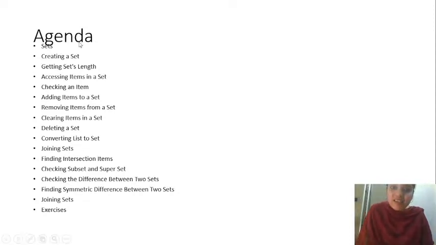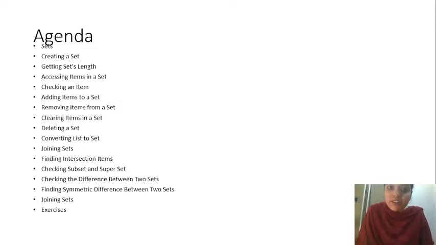Then how to access elements from the set. How to check whether an item exists in the set or not. How to add a new item to the set. How to remove an item from the set. How to clear a set. How to delete a set. How to convert a list to the set. Why to convert is altogether a different question, but how to convert a list into a set.